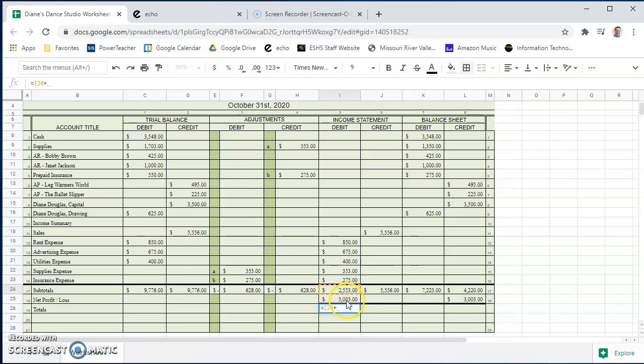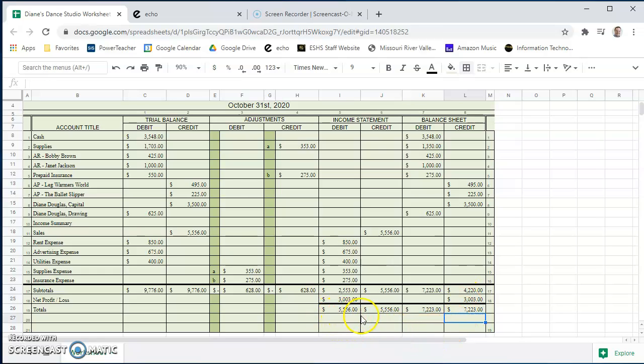Going to add them by using Google Sheets. You easily could use a calculator. This one has nothing to add, so I'm just going to simply retype this number, 5,556. This one has nothing to add to it, so 7,223. And then finally, I'm going to add these two numbers using Google Sheets or a calculator.